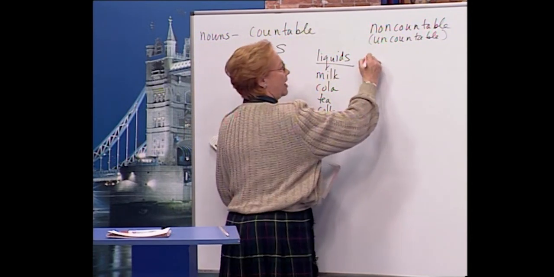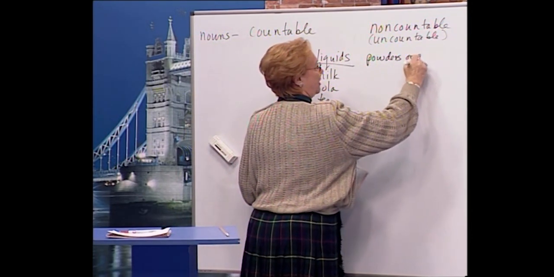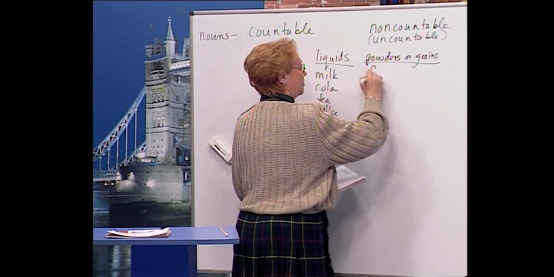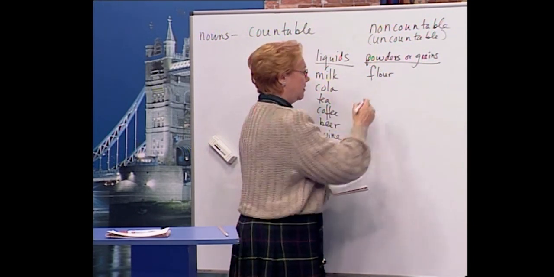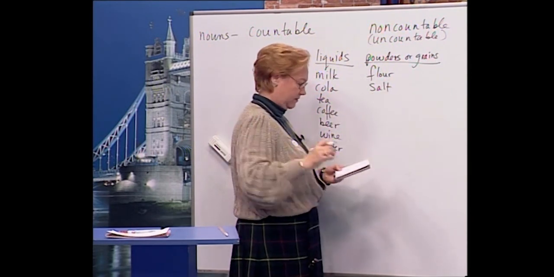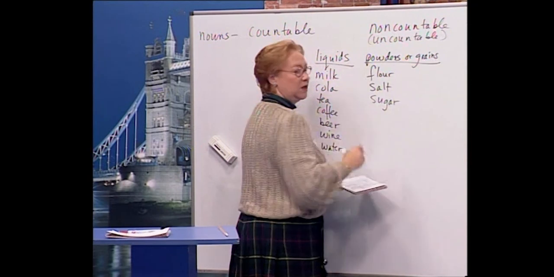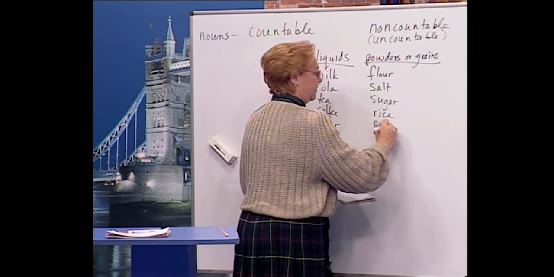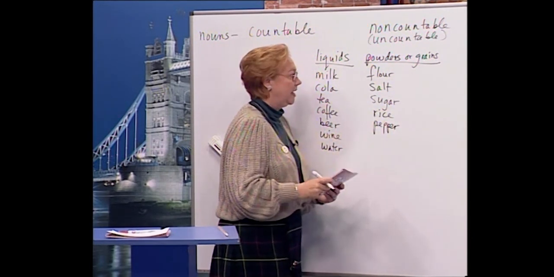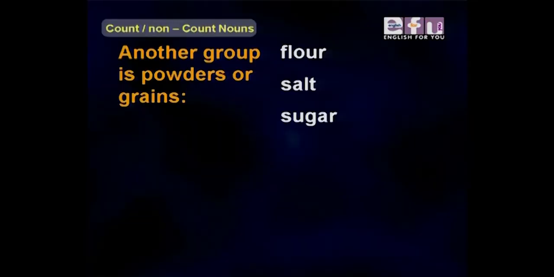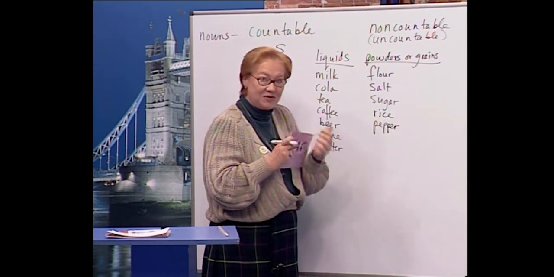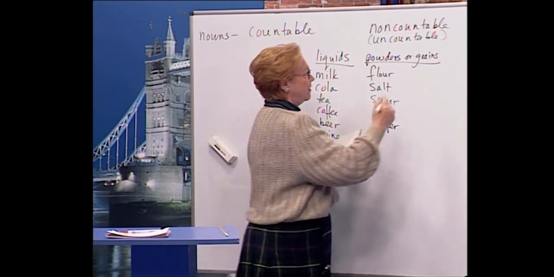Now, another group is powders or grains. Here's some food in this group. Flour, salt, sugar, rice, and pepper. This is black pepper. Flour, salt, sugar, rice, pepper. No S. You can't count this. Flour, sugar, you can't count them.